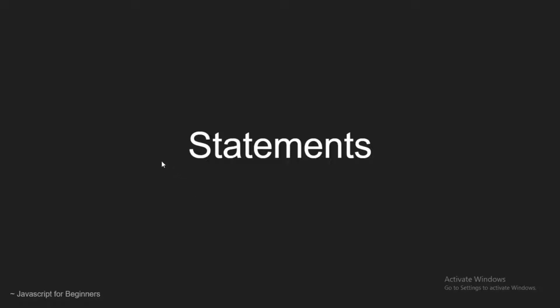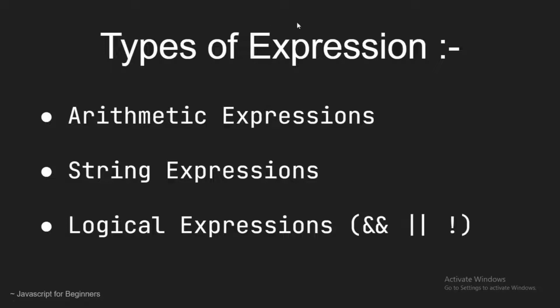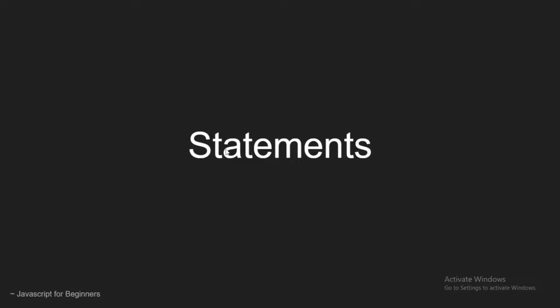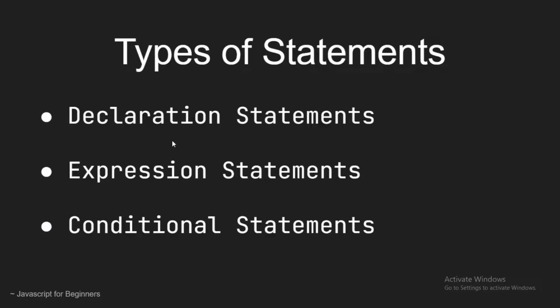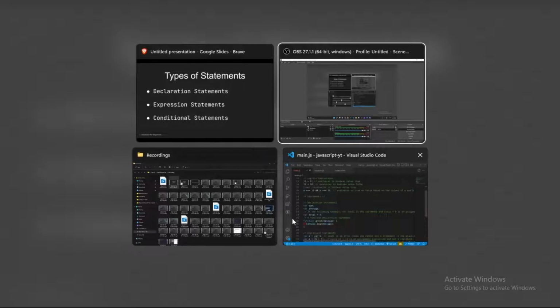Now let's talk about statements. Statements are essentially a group of expressions, right, which are joined together to perform some sort of action. So if you are familiar with functions, you can think of functions or a conditional statement as a statement in terms of JavaScript. Now let's go ahead and talk about the types of statements. The statements are broadly classified into three types. First one is the declaration statement, second one is the expression statement, and third one is the conditional statement. Now let's talk about them in terms of code.